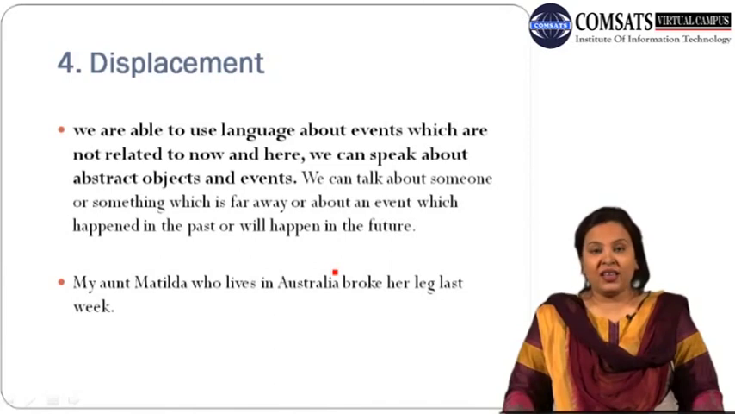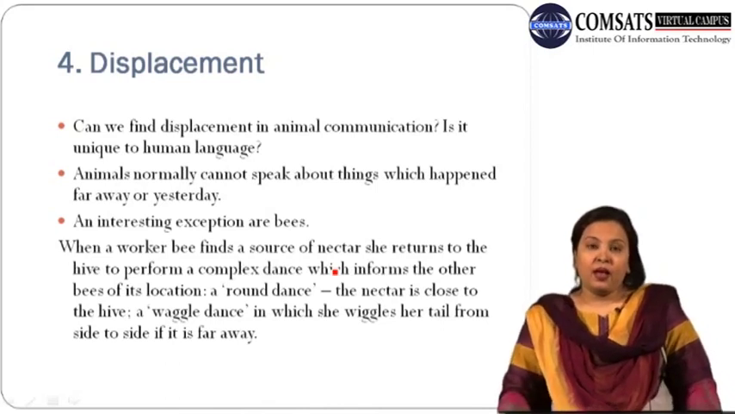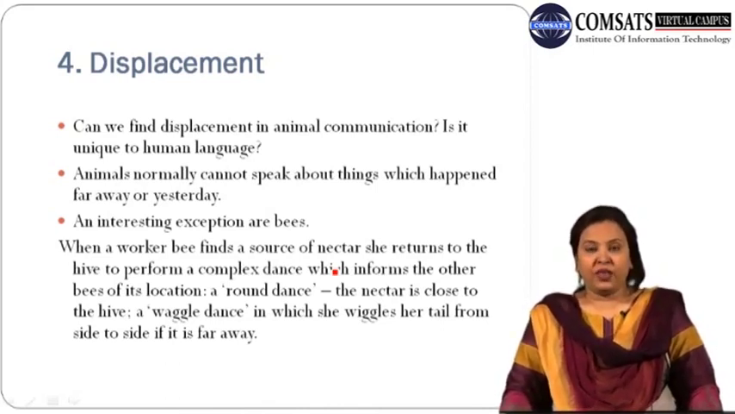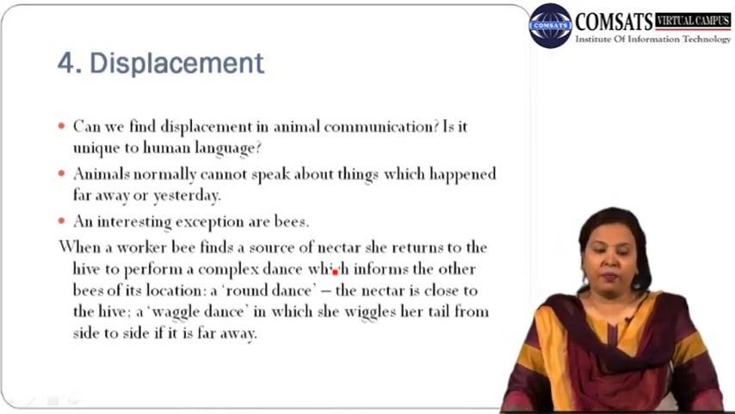So this way we can say that displacement is when we talk about abstract objects and events, and about all those objects and events and people which are not around us. Now the question is, is this feature of displacement unique to human beings? In animal communication, it has been established that they cannot speak about the things which are not around them. But again, there is an interesting exception. And that interesting exception is the example of bees.